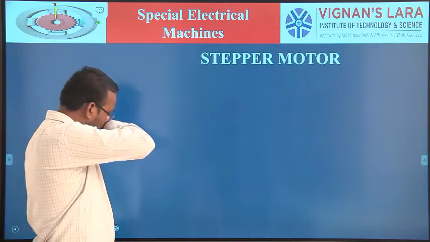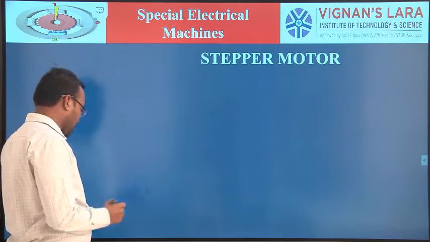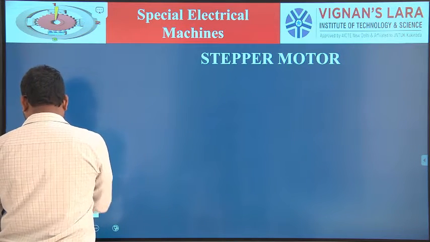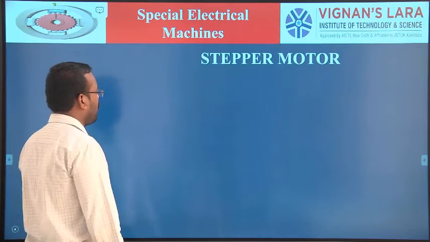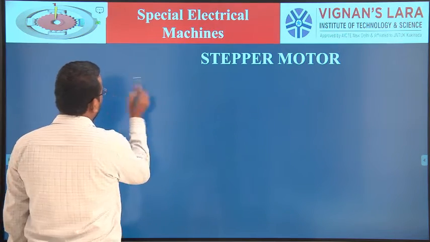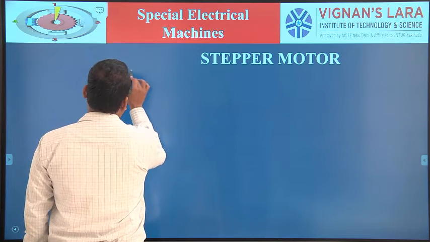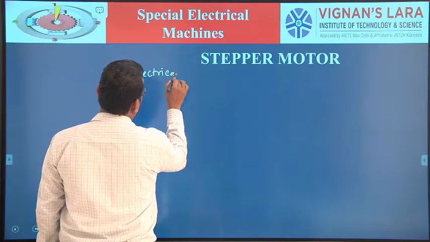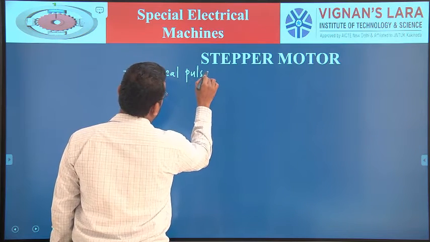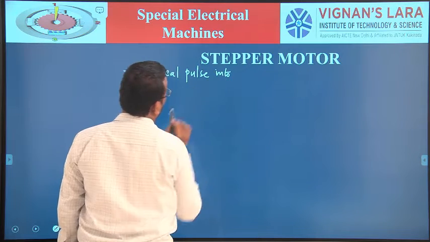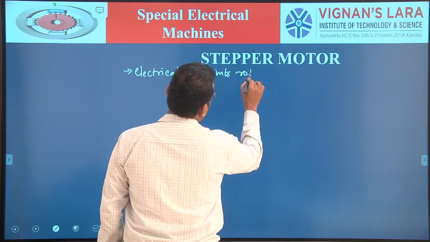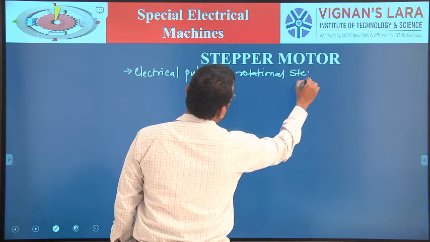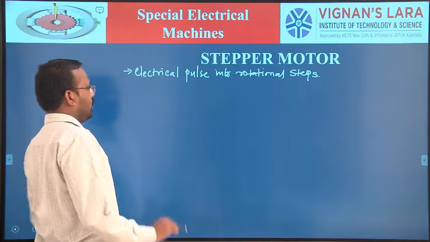What is a stepper motor? We already mentioned it. A stepper motor is an electromechanical device which converts electrical pulses into rotational movements or steps. So this is a stepper motor.